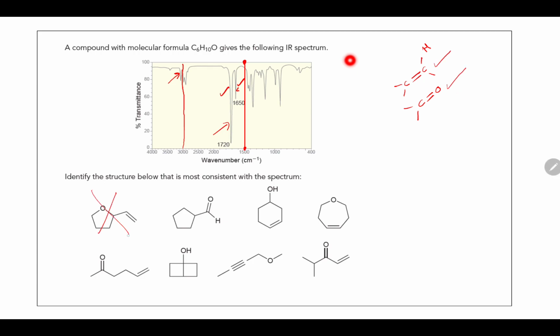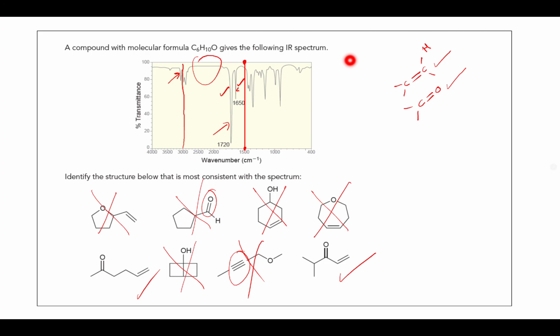This one doesn't have a double bond O, so out. This one doesn't have a double bond. It has a double bond O, but it doesn't have a double bond, so also out. This one doesn't have a double bond O, out. Again, out, out. There are no alkyne peaks, so there's no alkyne. There's no alkyne here, so also out. So the only ones which are left are basically this one and this one. Both of them have carbonyls, and both of them have a double bond with a hydrogen.